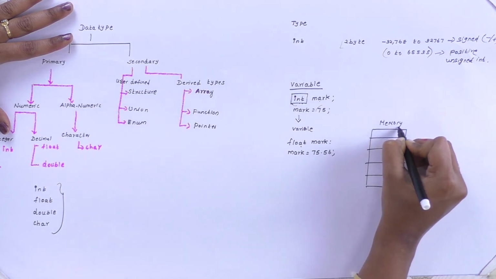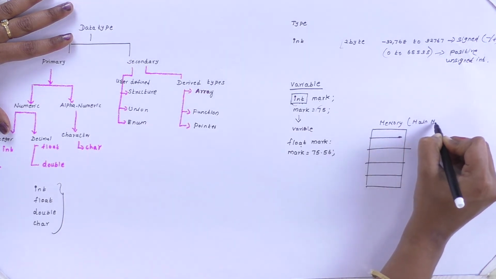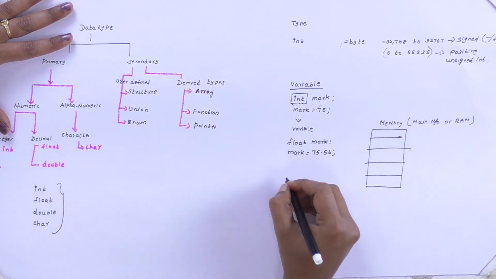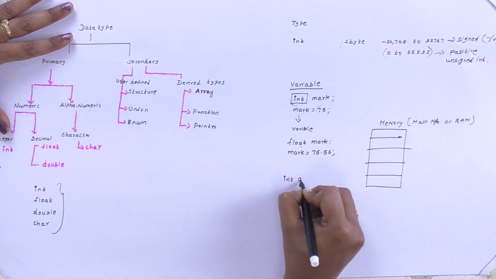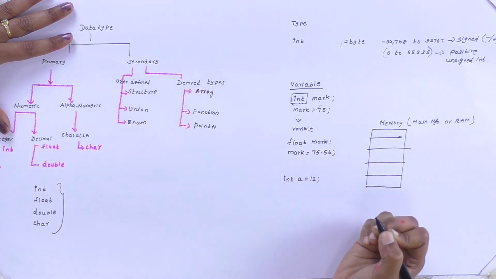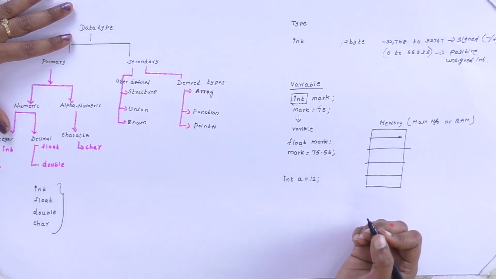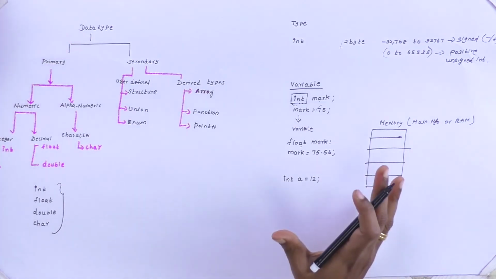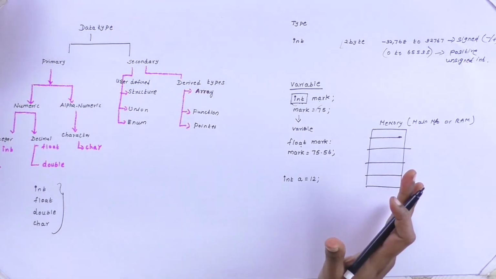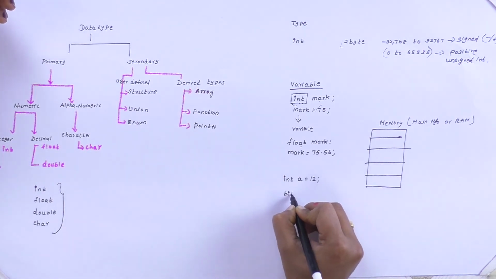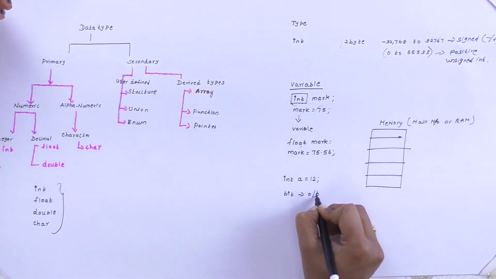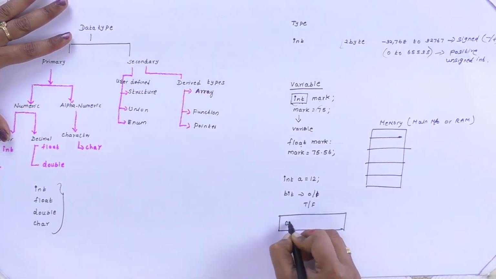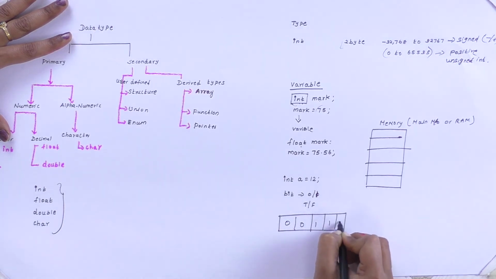So memory location means it represents main memory or RAM memory. So when you want to store int a equal to 12, already we know the computer takes only data in the form of bit representation. So bit representation is zeros or ones, which are true or false. So computer knows only data in the form of zeros or ones.